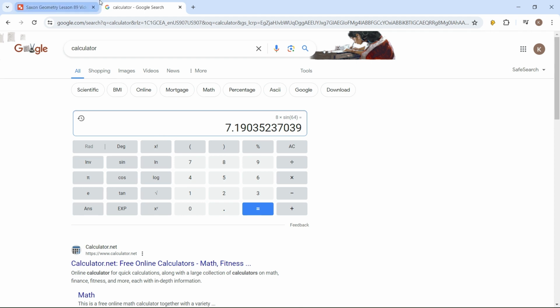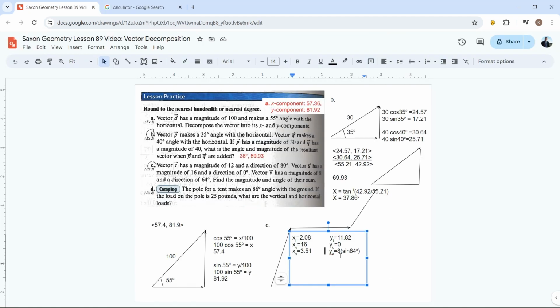All right, and then we get 7.19 for that. We're going to plug that in. Now we can add our components. We're going to start with 2.08 plus 3.51 plus 16. Might be able to even do this one without a calculator. So the x component of the resultant is going to be the sum of all of these other values. Let's see, 5.59 plus 16 is 21.59.